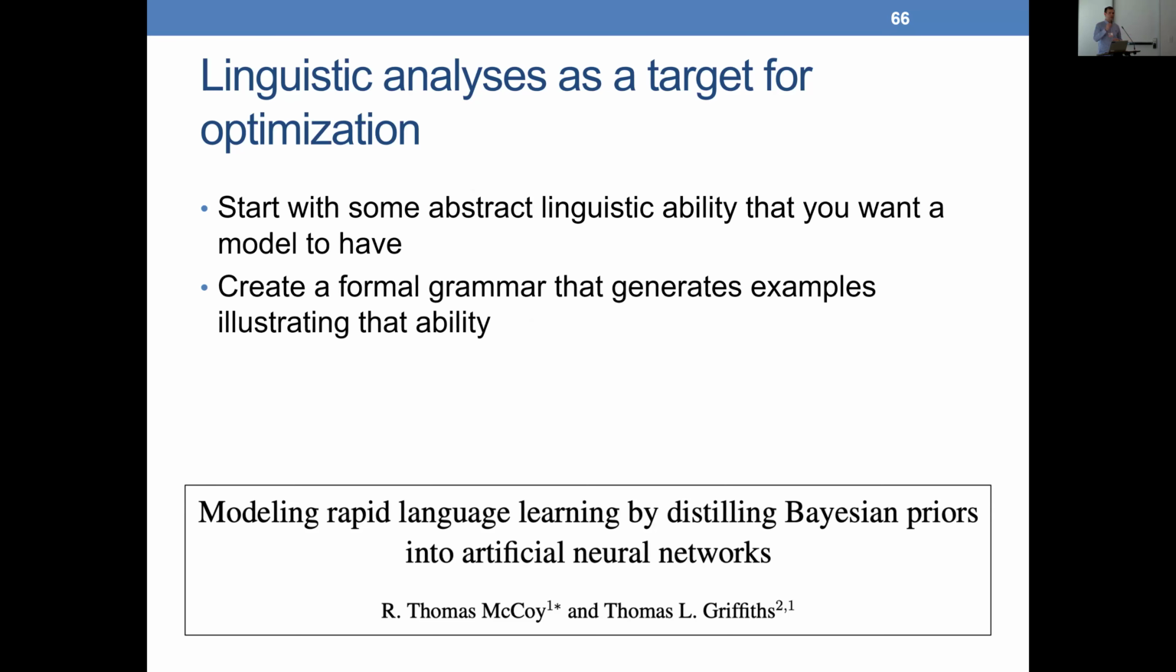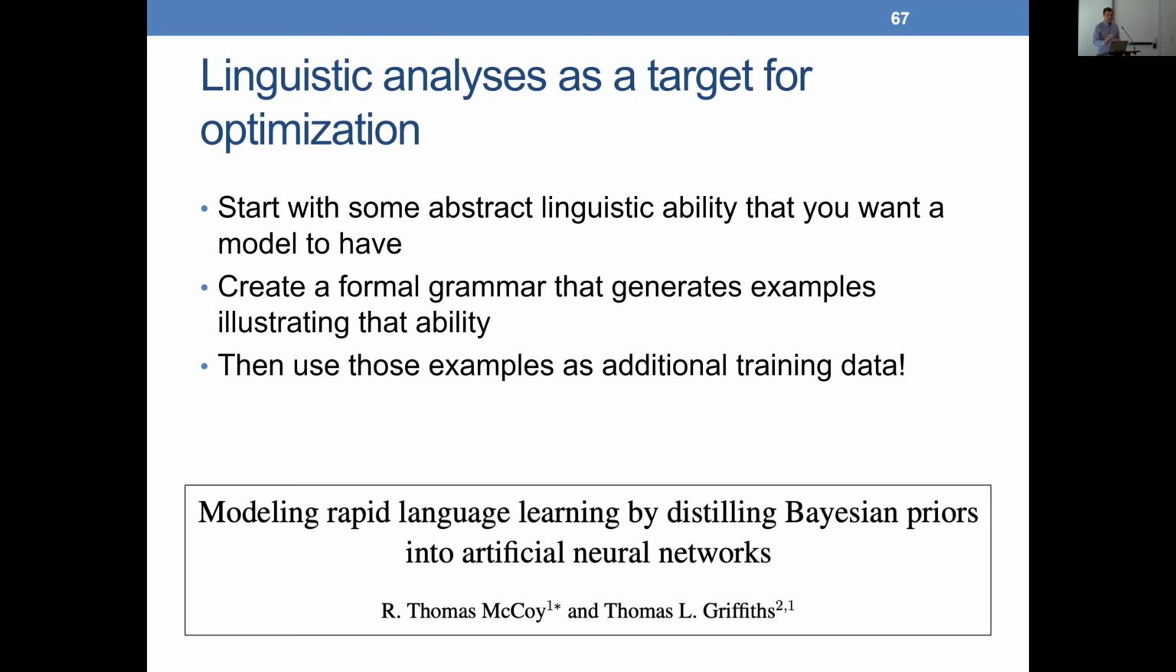we can create a formal grammar that generates examples which would illustrate this formal ability. And then we can sample examples from this formal grammar and use those examples as additional training data that we give to a language model. We took this approach in this paper with Tom Griffiths and found that it can be successful at getting neural networks to generalize better on certain types of abstract formal structures that we can instantiate in formal grammars. So this is a way in which abstract ideas from linguistics can not just help us evaluate, but can also help us improve system performance.